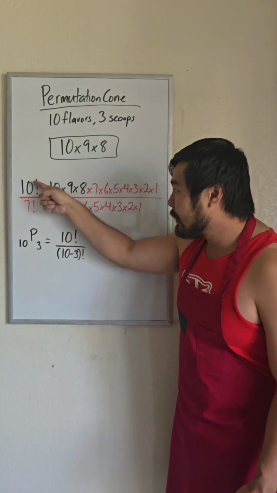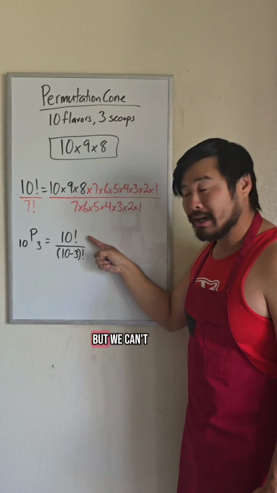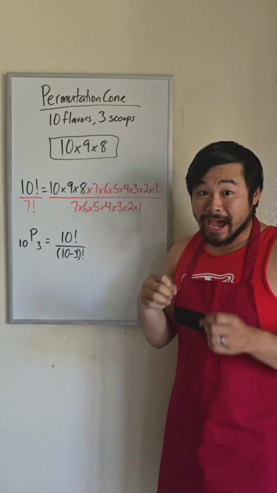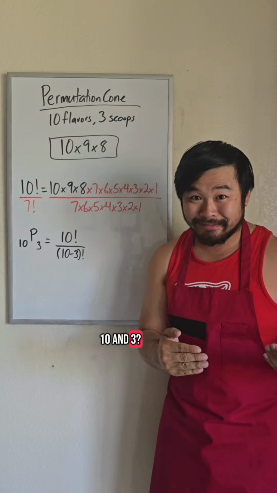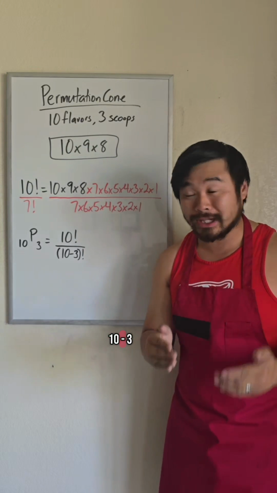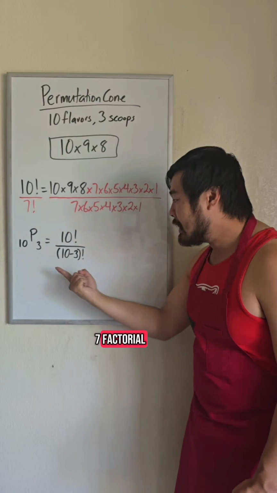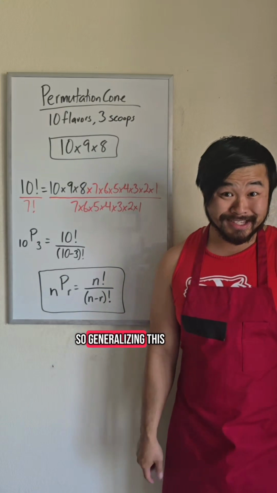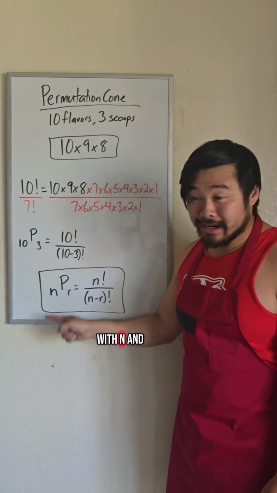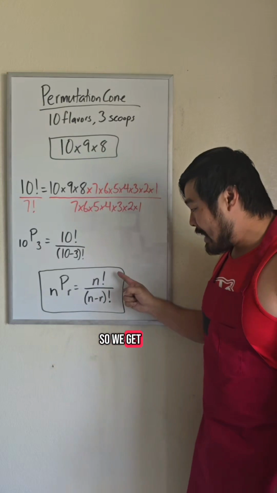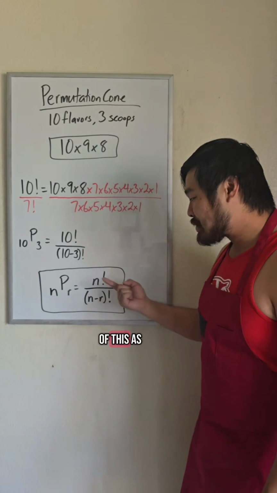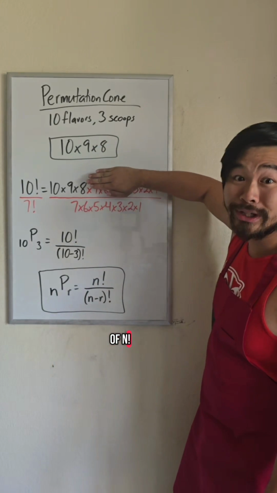So with the permutation formula, if we have 10 flavors and we have to pick 3 different flavors, we would have 10 factorial, but we can't write 7 over here because our original numbers are 10 and 3. So how does 7 relate to 10 and 3? Well, 7 is 10 minus 3. So instead of 7 factorial, let's write 10 minus 3 factorial. So generalizing this, let's replace 10 with n and 3 with r. So we get n factorial divided by n minus r factorial.